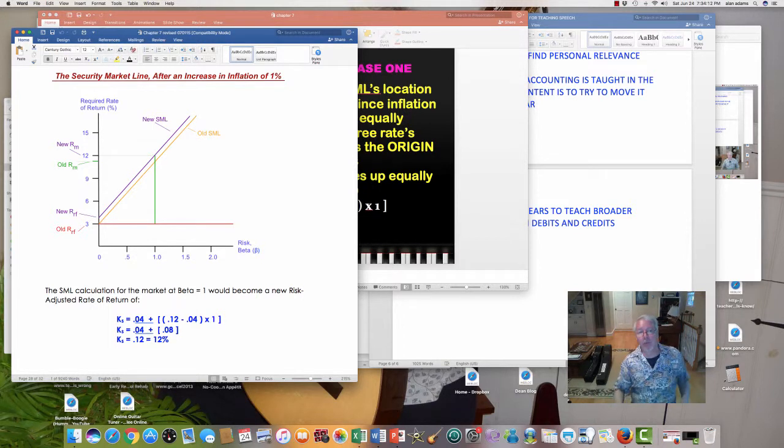There's an algebraic proof right underneath. Please understand how that line can change. I will not ask you to draw it, obviously, but I want you to be able to prove to me how a change in inflation will alter K sub S.